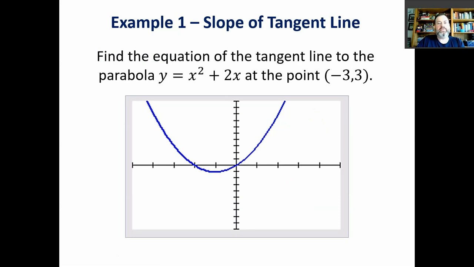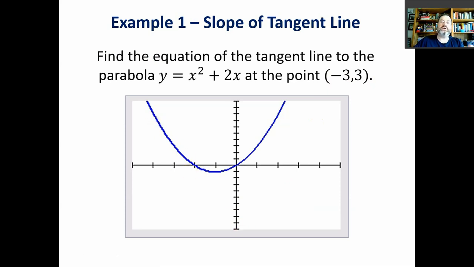So here I have a parabola, and I want to know what is the equation of the tangent line at the point negative 3, 3. So here's negative 3, 3. It's right about here. We can see that it's going to have a negative slope and a negative y-intercept.